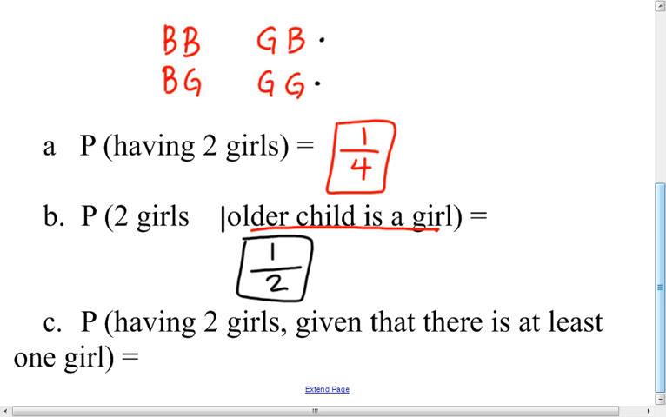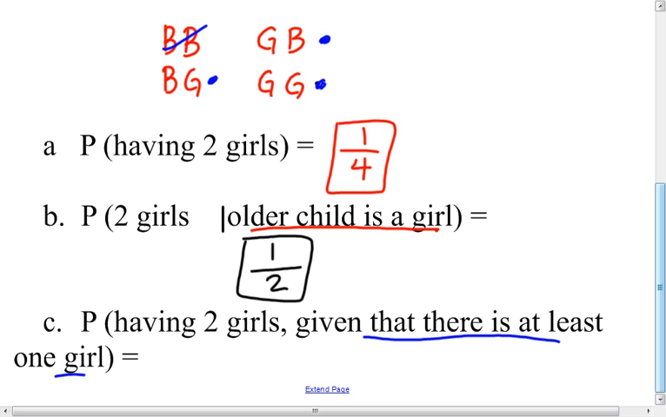Okay? Then in the next one, having 2 girls, given that there is at least 1 girl. So this is the restriction that's being put on you. It has to be a family where there's at least 1 girl first. Okay? This family has at least 1 girl, this family has at least 1 girl, this family has at least 1 girl.